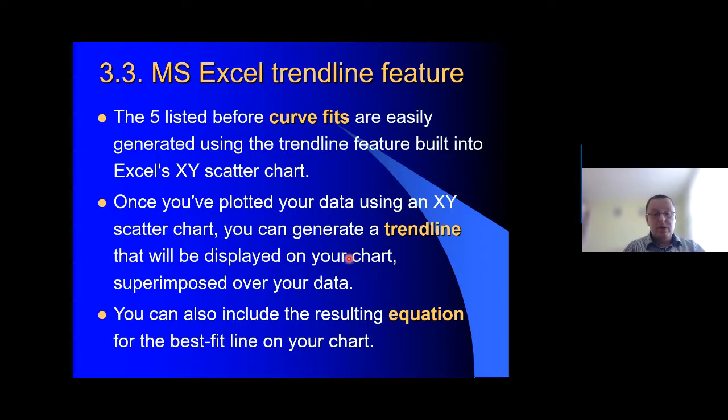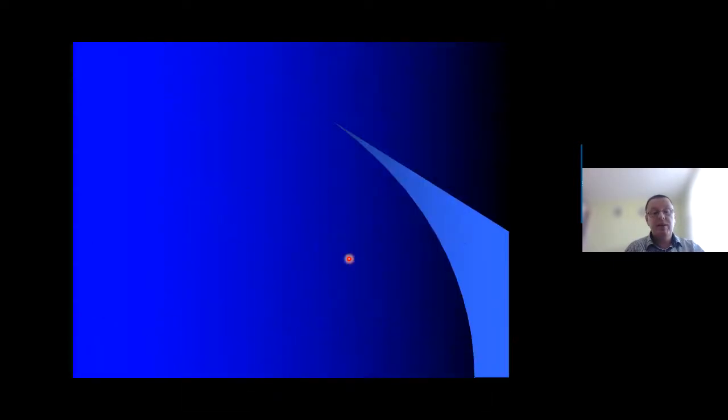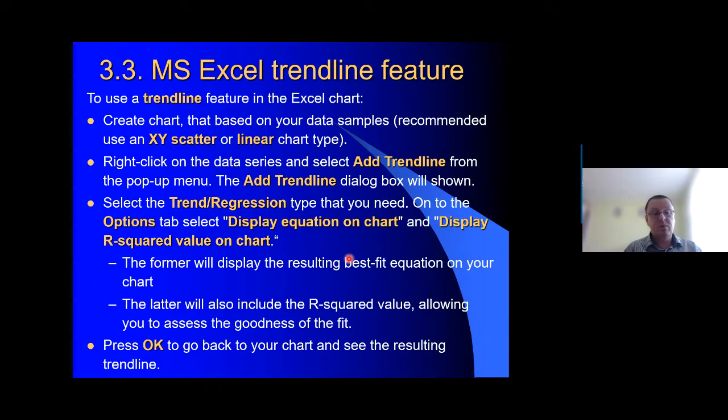So when you draw data with a scatter plot, then you can add a trend line, display the equation, and Excel automatically provides the results for you. So here are detailed points about how to create a chart. Again, I wrote here XY scatter or linear. It depends on what data type you have in your data set. Is it quantitative or categorical variables?